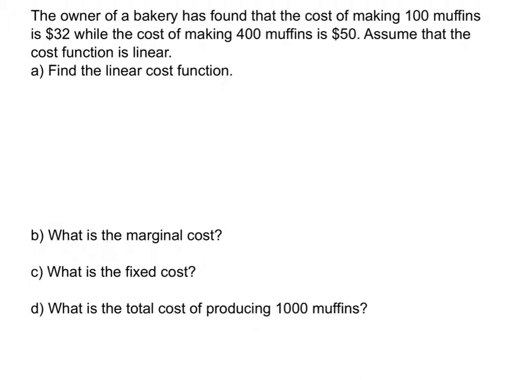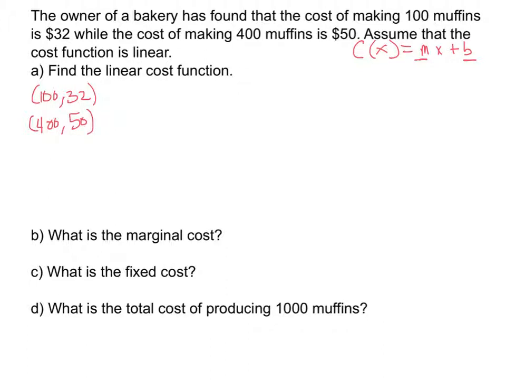So it's important to remember that the linear cost function is going to look like C of x is equal to mx plus b, where m is the marginal cost and b is the fixed cost. Now here's the problem. In this example, it doesn't give us the marginal cost or the fixed cost. However, what it does tell us is that 100 muffins will cost $32 and 400 muffins will cost $50.